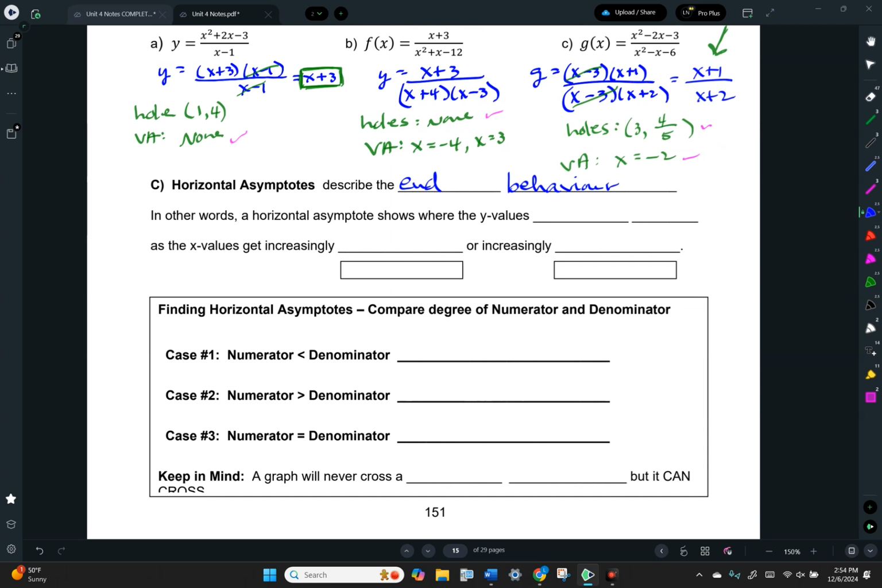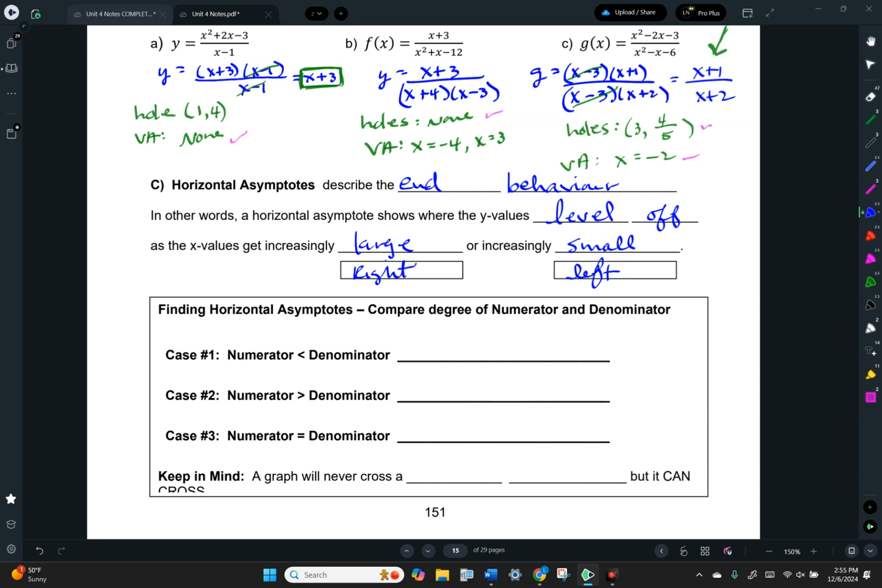In other words, a horizontal asymptote shows where the y values level off as the x values get increasingly large, meaning as you go out to the right side, or as the x values get increasingly small, meaning you're going out to the left side of the graph. So how do I know what the horizontal asymptote is?